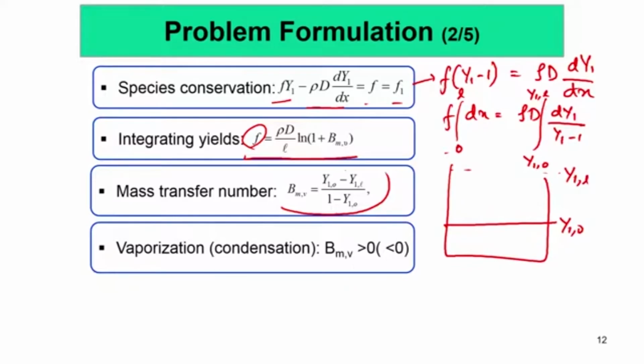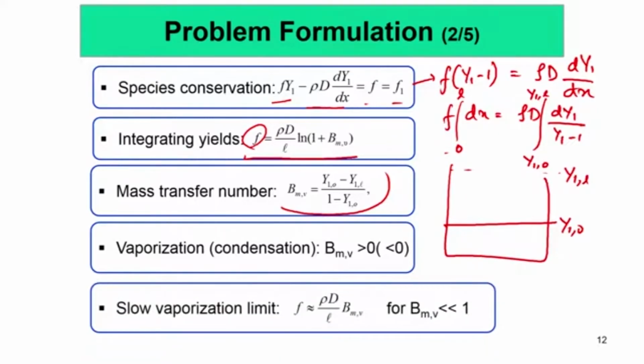And of course, you see that when you have negative, this y1L should be greater than y10. So, if the ambient mass fraction of the species 1 is greater than the mass fraction just above the interface of vapor, then you have condensation.